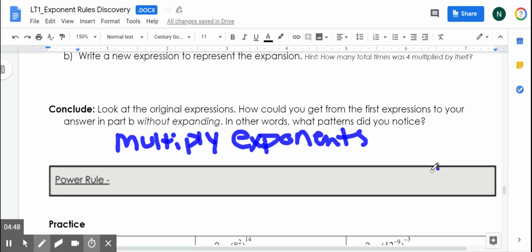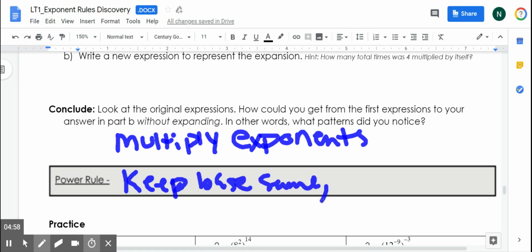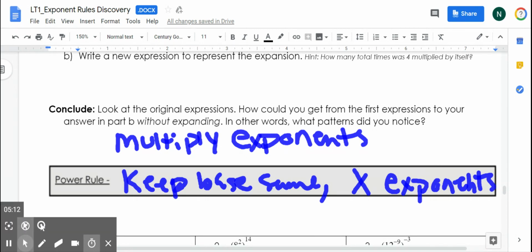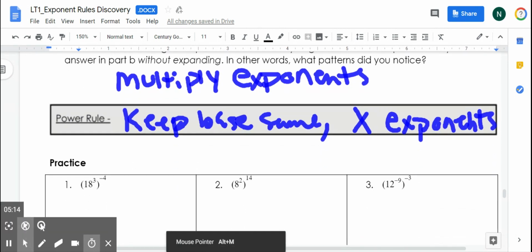Okay, so then for our power rule, we're going to just keep the base the same, and then we multiply exponents. I'm just going to put times because I don't have a lot of room to write on here, but I would actually write multiply exponents all the way out. Okay, now we just have some practice left over that we are going to do.